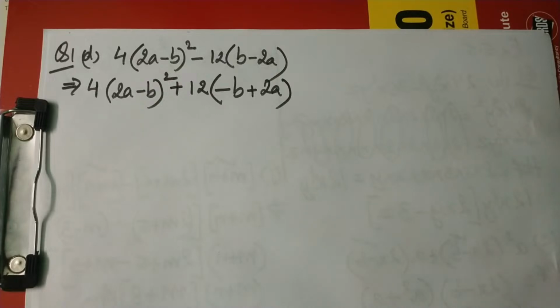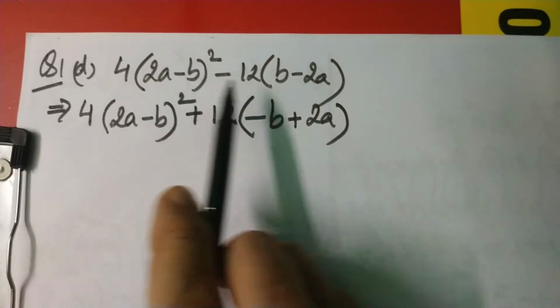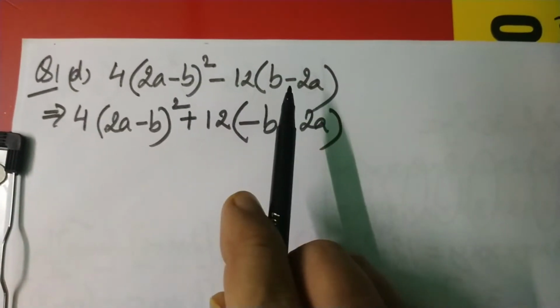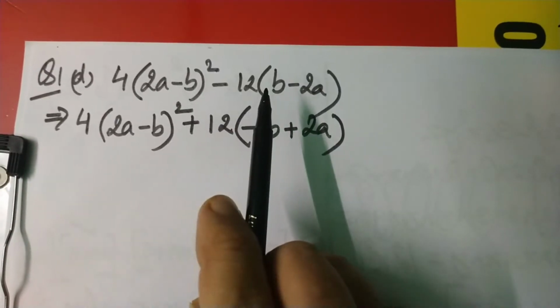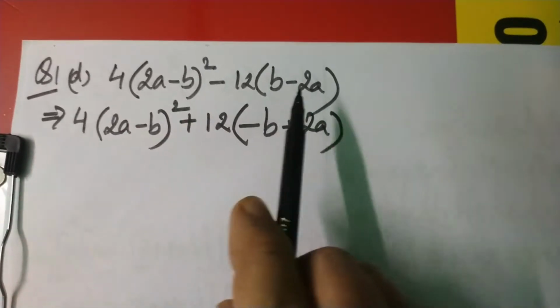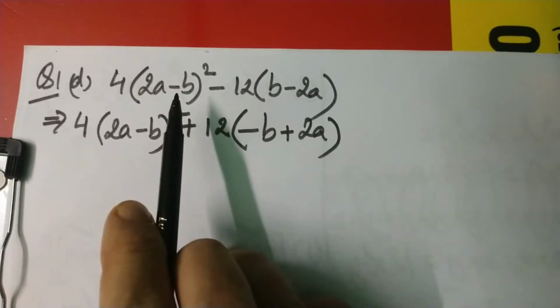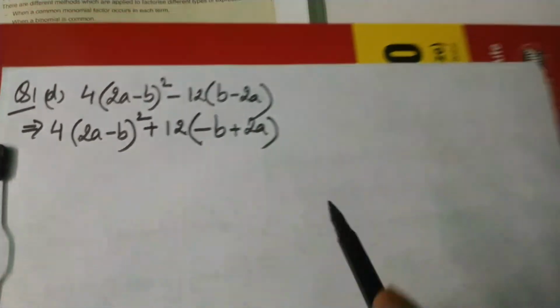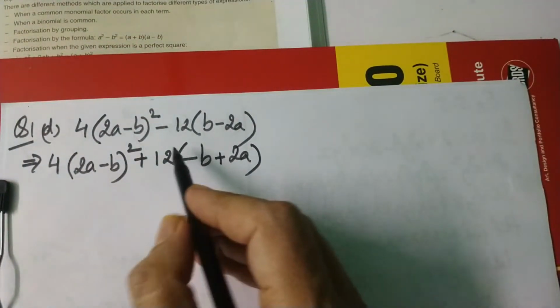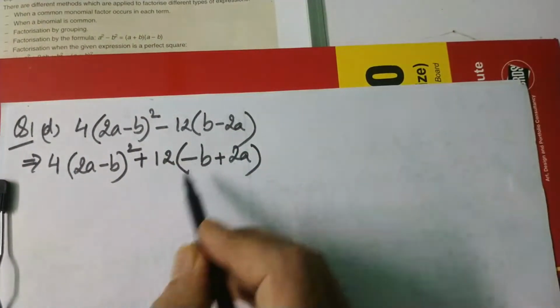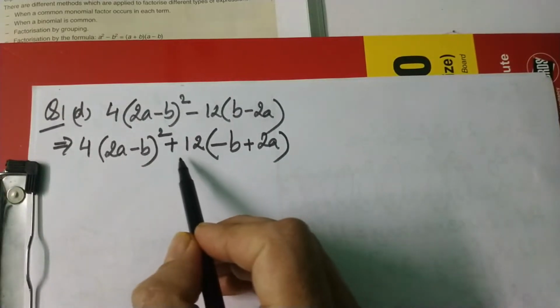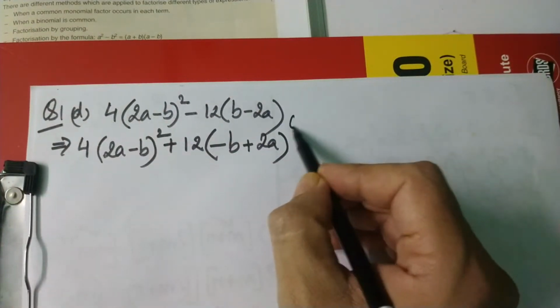The question is 4(2a − b)² − 12b − a. Here the two brackets are not the same, but the numbers are the same. This is 2a plus, this is 2a minus, this is b and this is b, but this is minus and this is plus. So first I am making this part have the same sign. So what I will do is change the sign of this part.